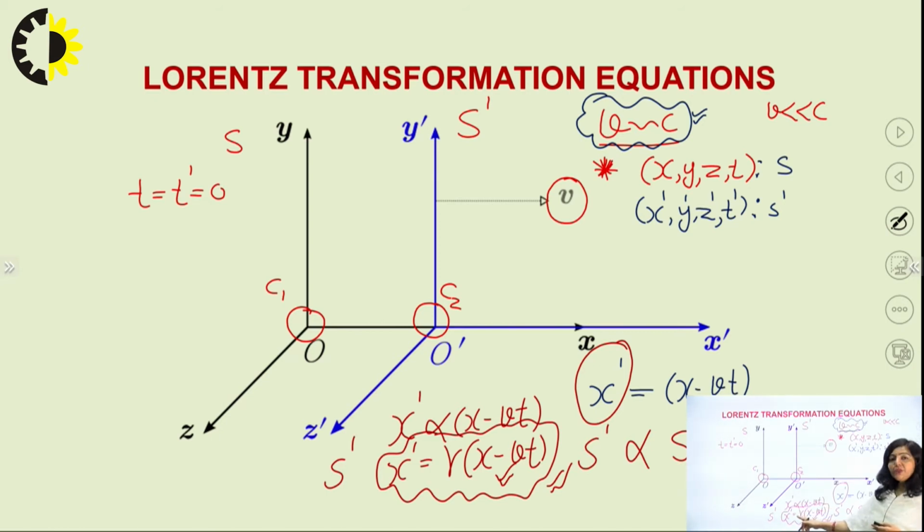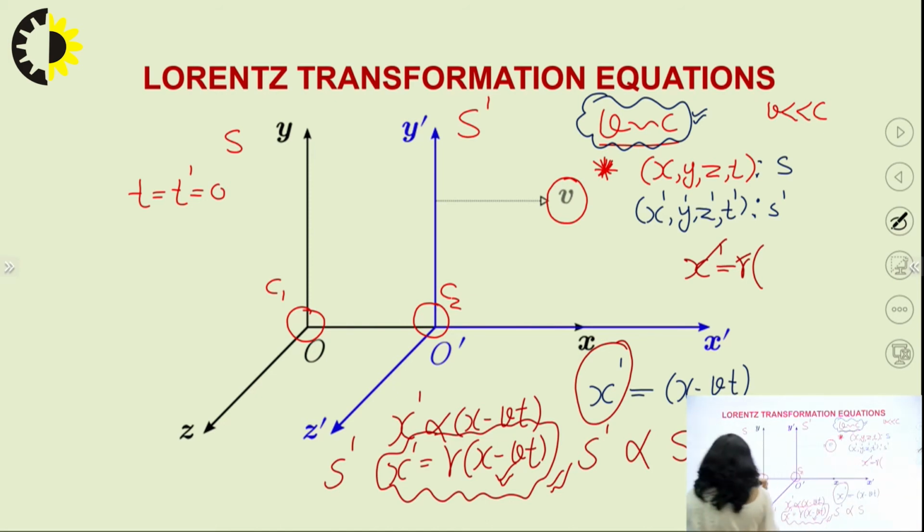That equation will be x dash equals gamma... sorry, I'm writing the same equation. The equation will be x equals gamma into (x dash plus vt dash).